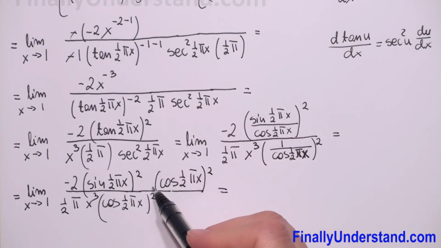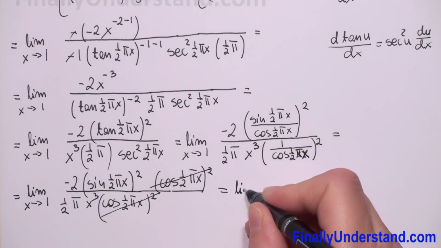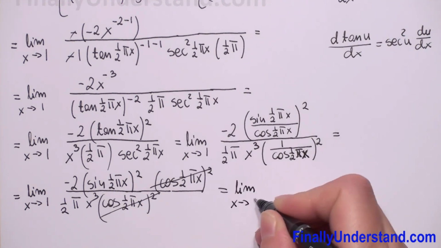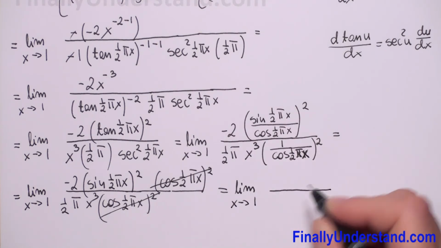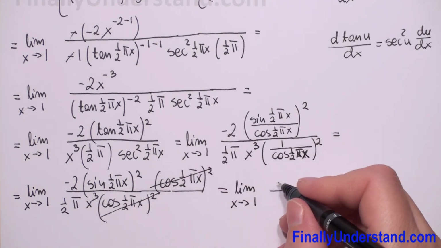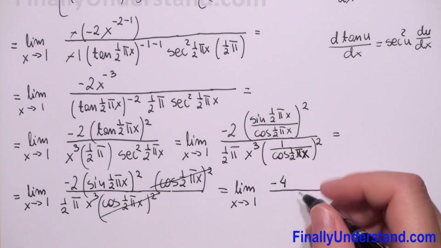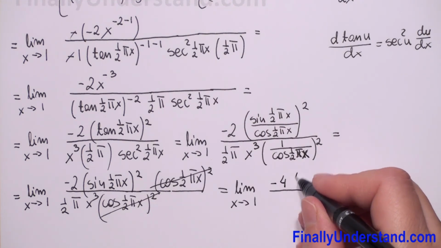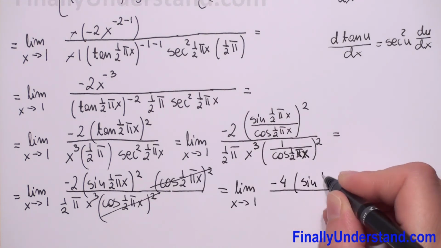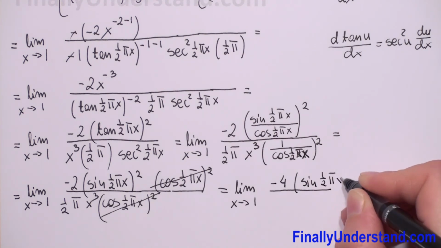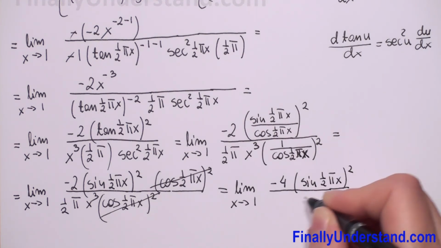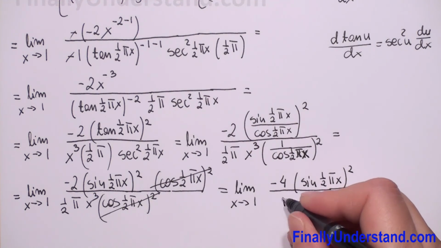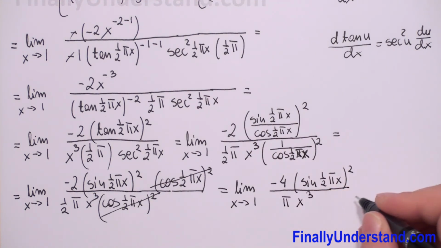Now we can reduce cosine with cosine square. We can take this to numerator, so we will have limit as x approaches 1 of 2 times 2 will be 4, negative 4 times sine of 1/2 pi x square over pi x cube.